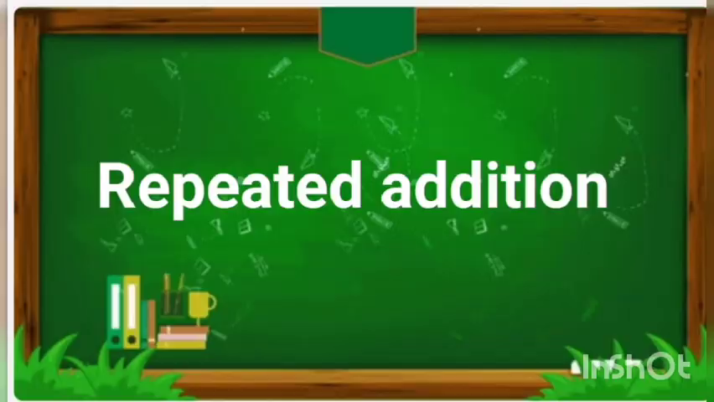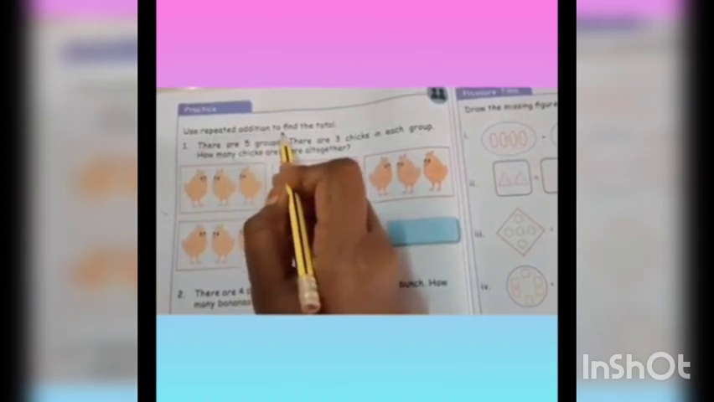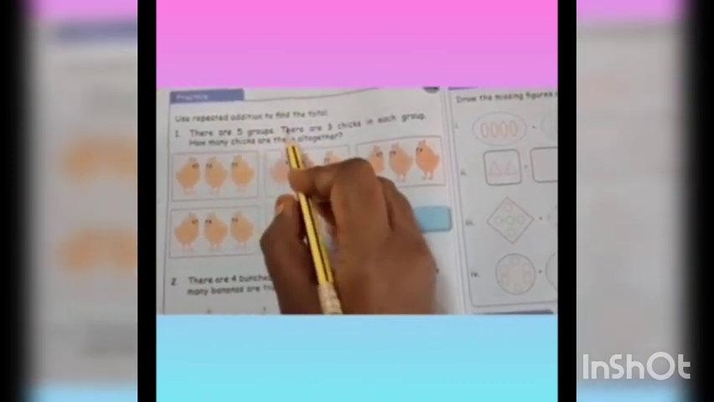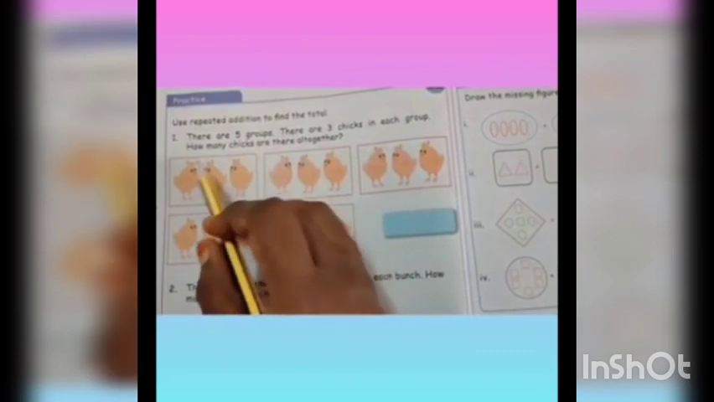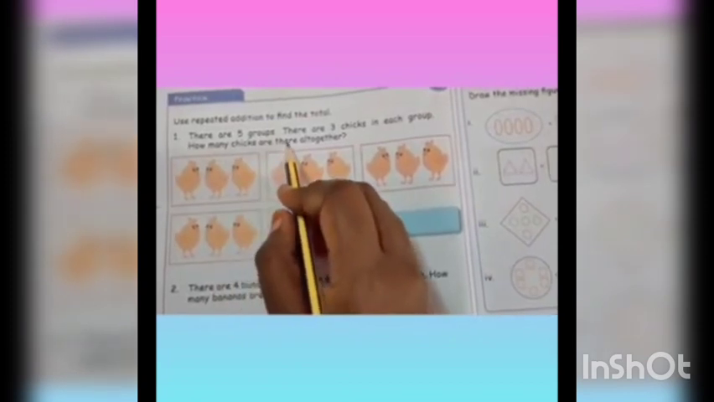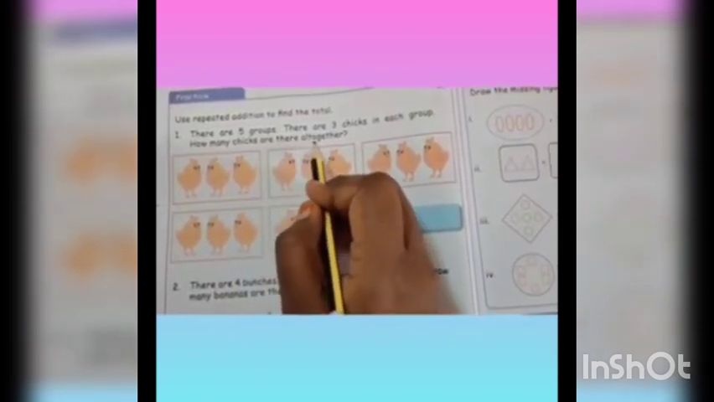Okay, cuties? Now, we are going to revise about repeated addition. Use repeated addition to find the total. There are five groups. There are three chicks in each group. Totally, there are five groups. In that five groups, three chicks are there. How many chicks are there all together?